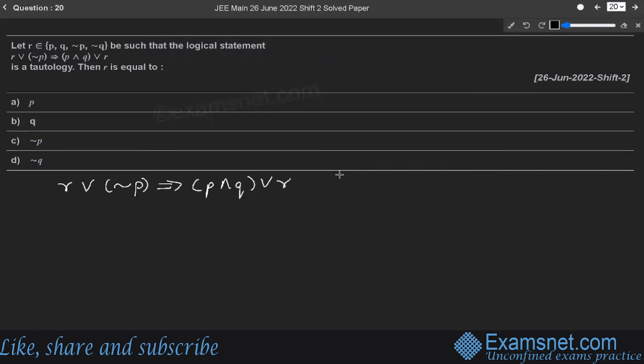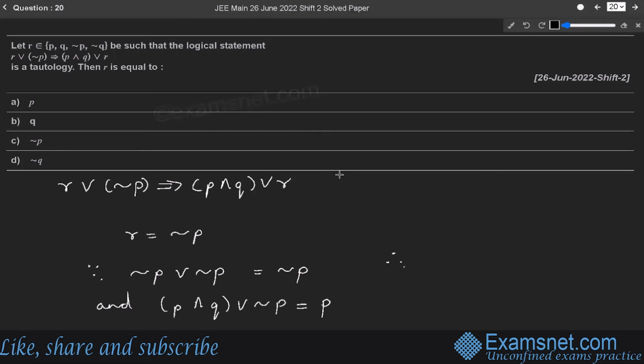So it is clear that R must be equal to negation of P, since negation of P and the relation will be defined in this way. And we also know that the relation between P and Q will be defined like this. Therefore, we can say that negation of P implies P is a tautology. Therefore, the correct answer is R is equal to negation of P, which is option number C here. I hope this question is clear to you.